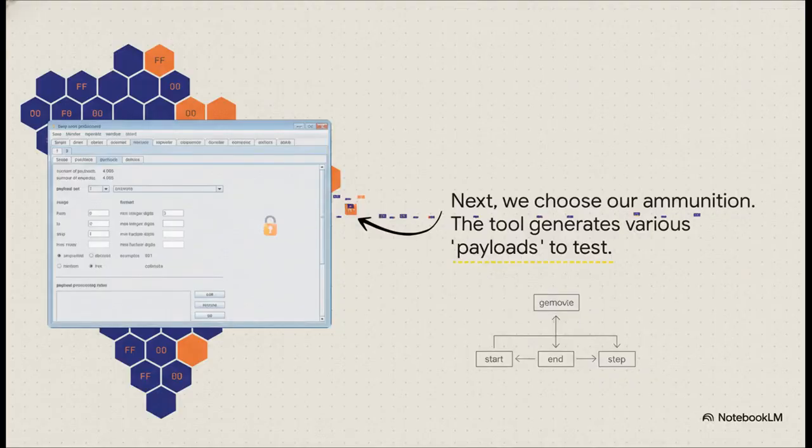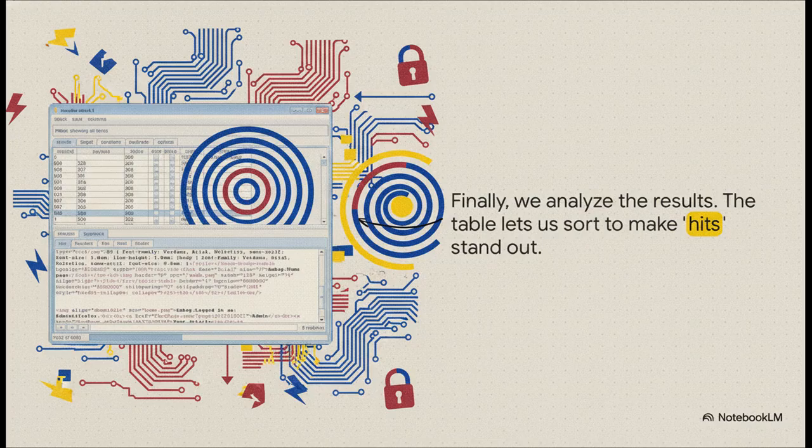Next up, you choose your ammunition. Burp Intruder is packed with powerful payload generators. In this example, we're setting up a simple number sequence to cycle through hexadecimal values, which is perfect for trying to guess valid session tokens. You just tell it where to start, where to stop, and how to step through the numbers, and the tool handles the rest. And this is the payoff.